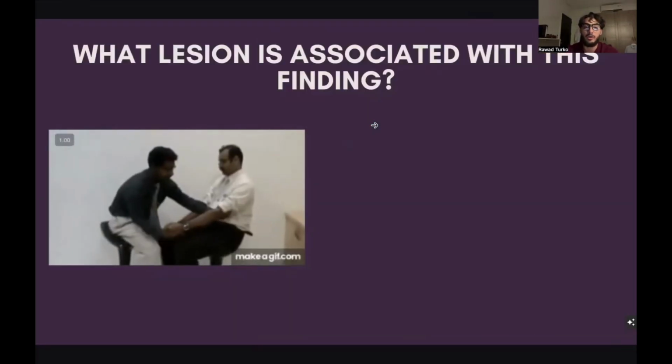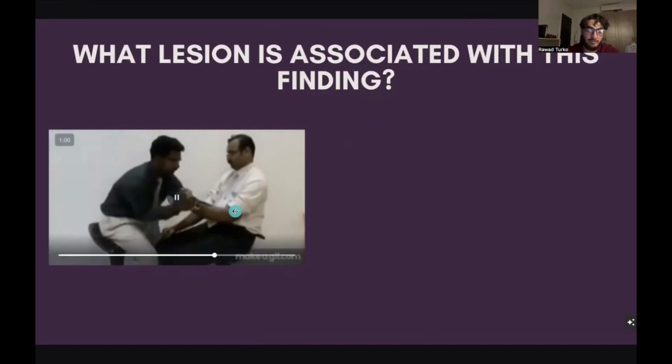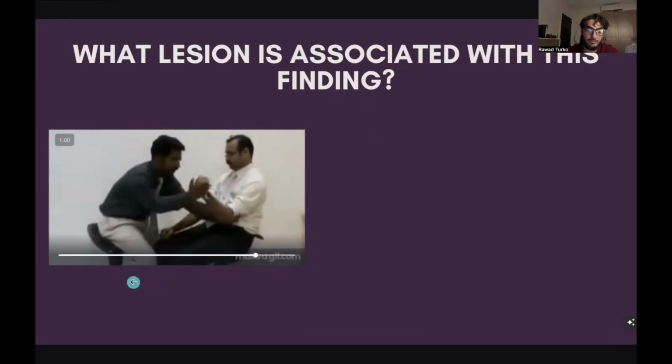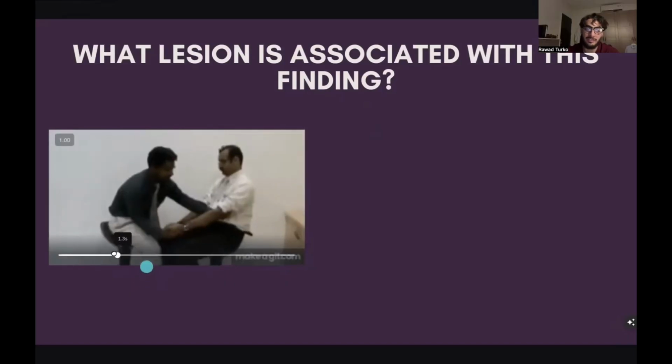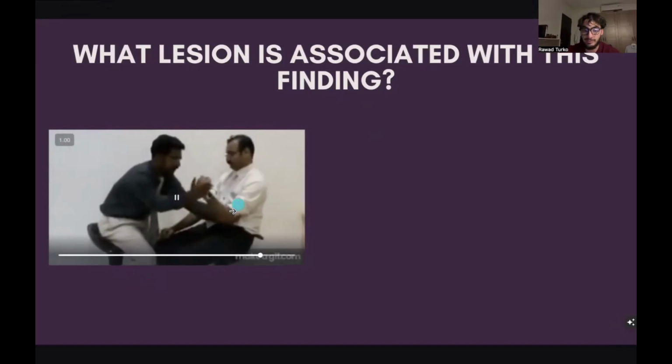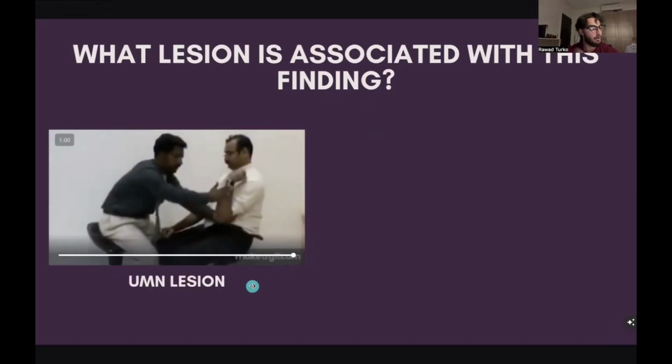It goes on to innervate the specific muscle that it wants to move. What lesion is associated with this finding? Let's rewind that. You guys see that? The examiner here is trying to passively move this man's arm, and you can see it's a bit rigid. So this is an upper motor neuron lesion.